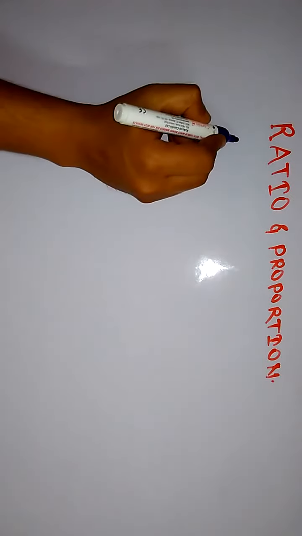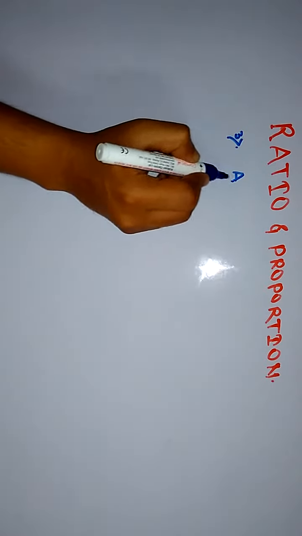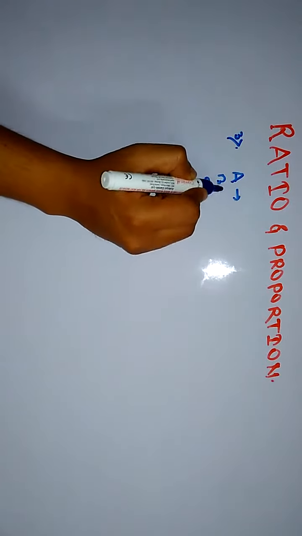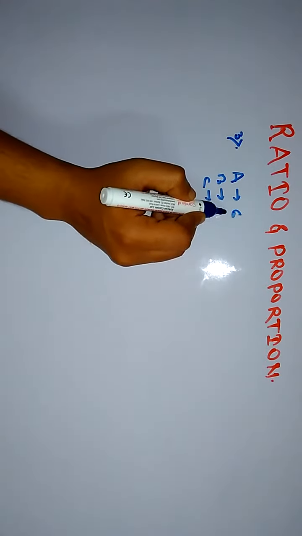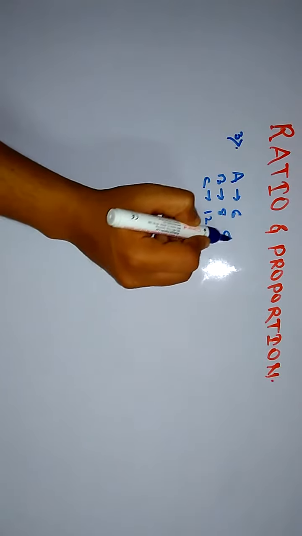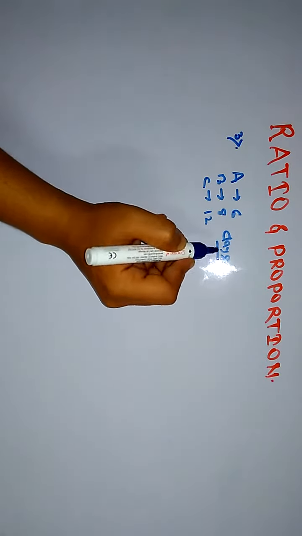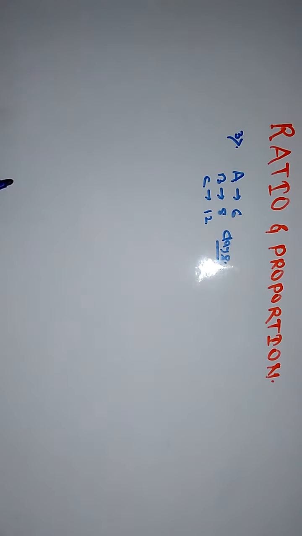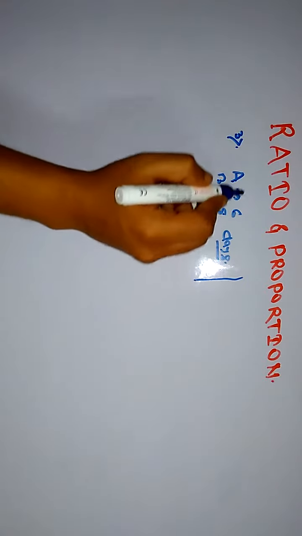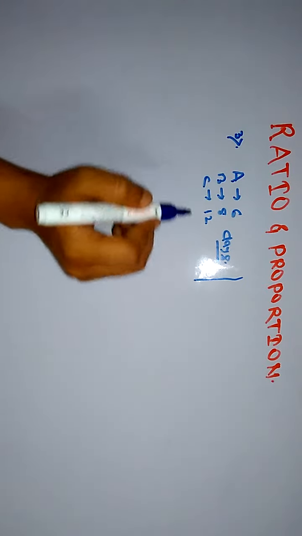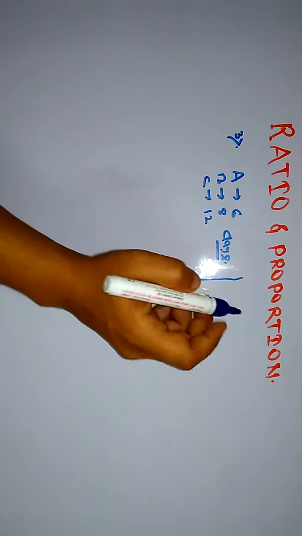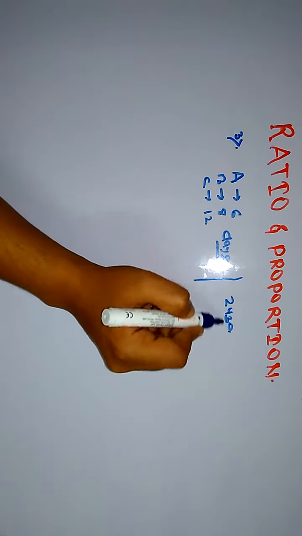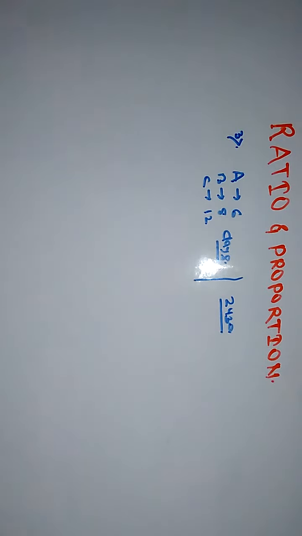Question number 3. A, B, C each working alone complete a job in 6, 8 and 12 days respectively. If all three of them work together to complete the job and earn 2430 rupees, what will be C's share?